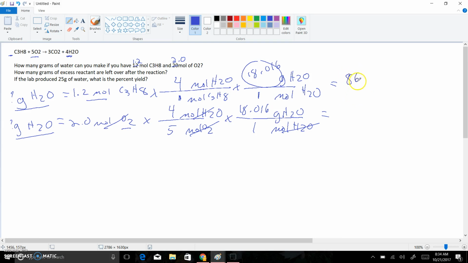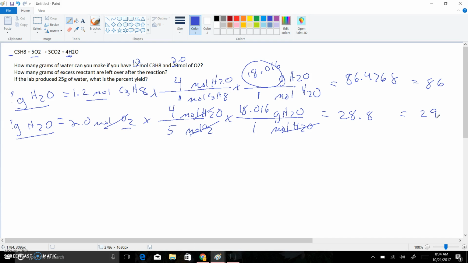For this top number, I got 86.4768. For this bottom one, I got about 28.8. So looking at sig figs, I got 2 sig figs in both of these. So this is about 86 and 29. So then the question is, well, how much water did I actually make?